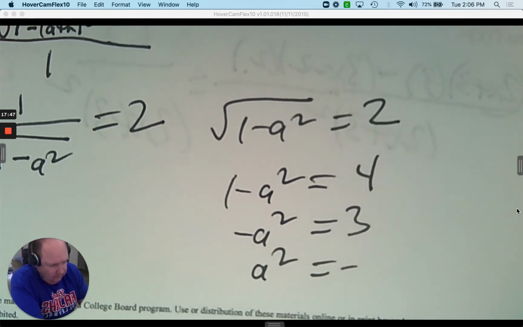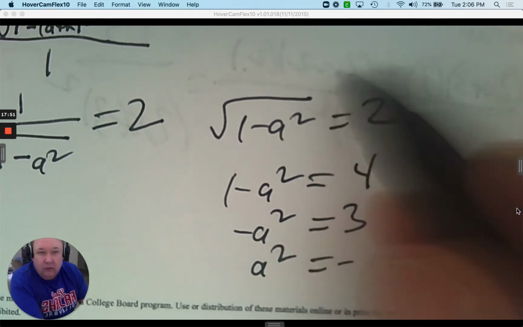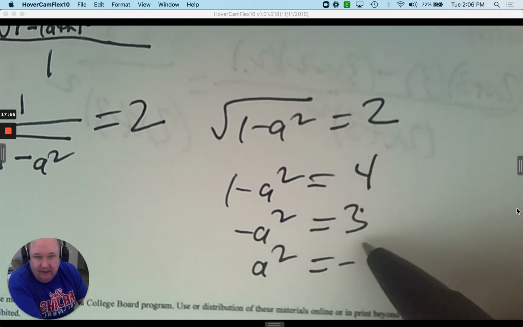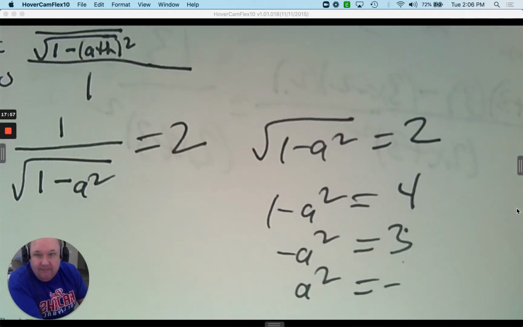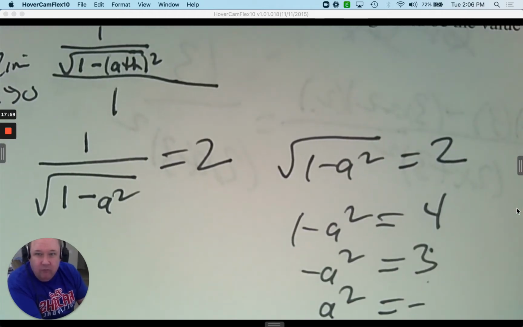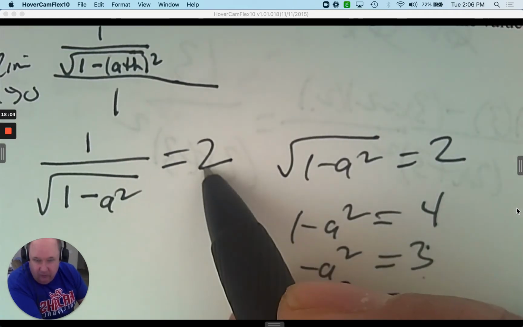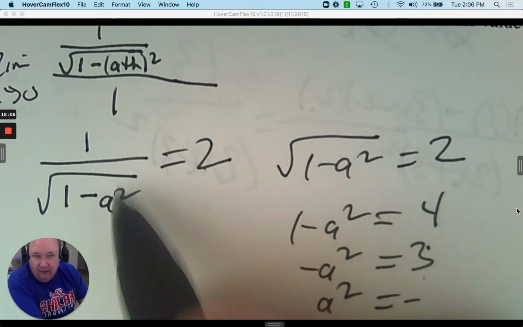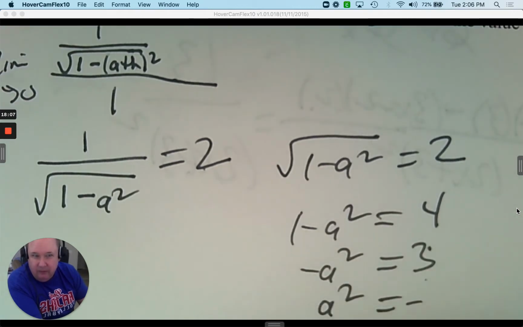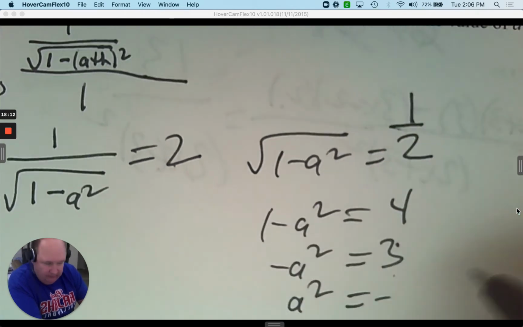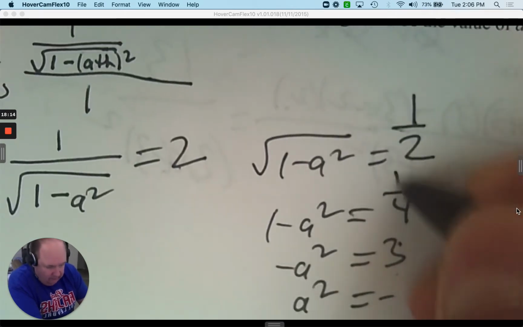So let's see how this is going to work. So we squared it, 1 minus, subtract 3, divide, that's negative 3. So for this to equal 2, this would have to equal 1/2. Did I not do the reciprocal on the other side? So the reciprocal on both sides. Then square it.